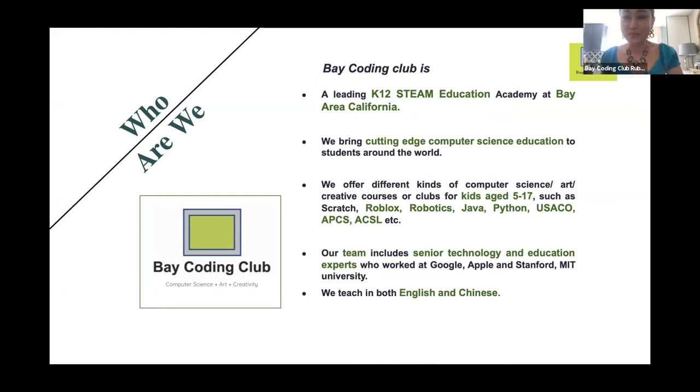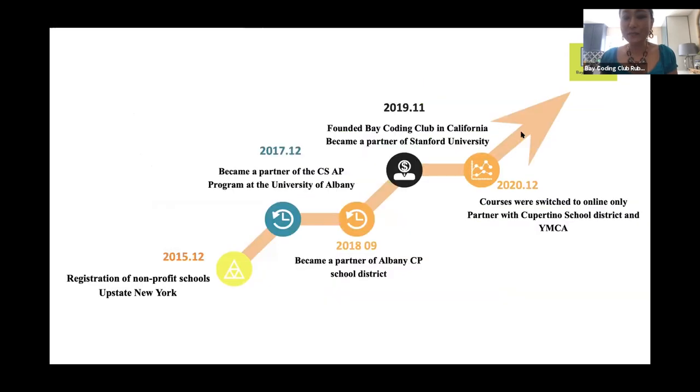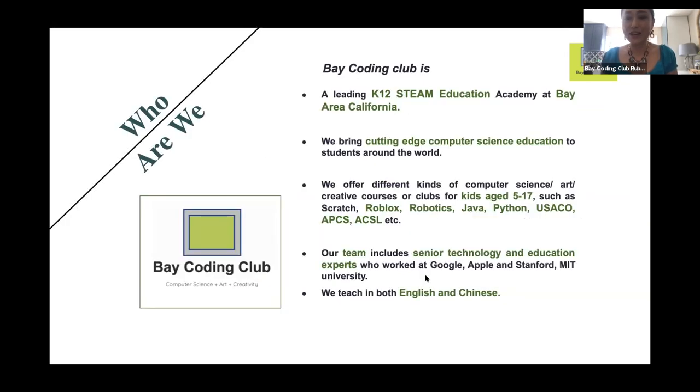So first of all, before our speaker Yixing does the presentation, let me introduce what Bay Coding Club is. Bay Coding Club is a cutting-edge technology K-12 education academy. We also have mathematics. We're located in the Bay Area, California. We offer different levels of technology classes, such as Scratch, Roblox, Robotics, Java, and Python.